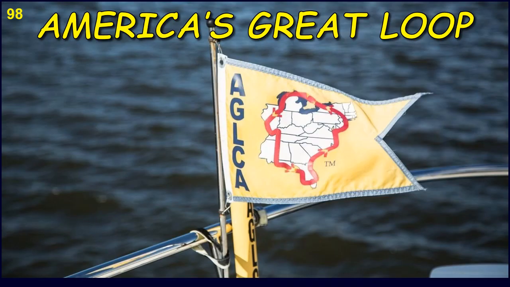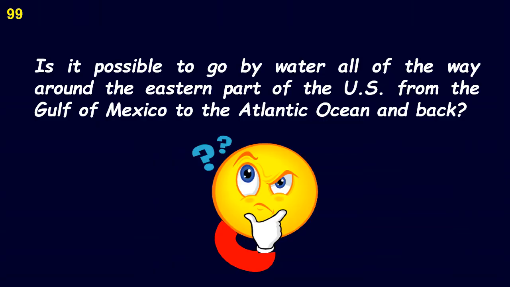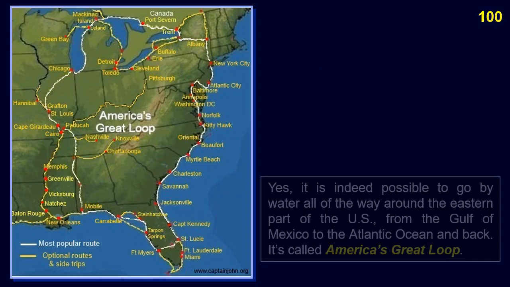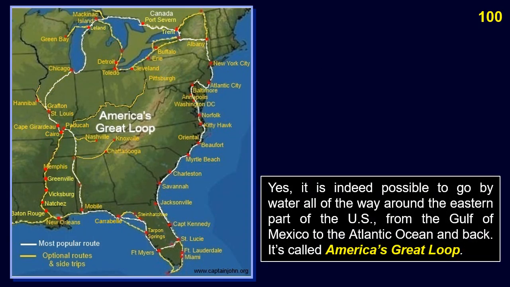America's Great Loop. Is it possible to go by water all of the way around the eastern part of the U.S. from the Gulf of Mexico to the Atlantic Ocean and back? Yes. It is indeed possible to go by water all of the way around the eastern part of the U.S., from the Gulf of Mexico to the Atlantic Ocean and back. It's called America's Great Loop.